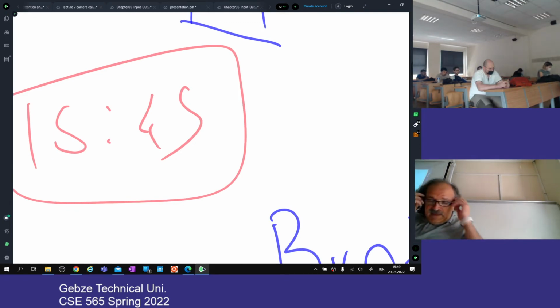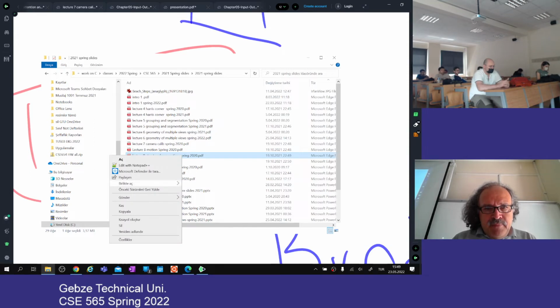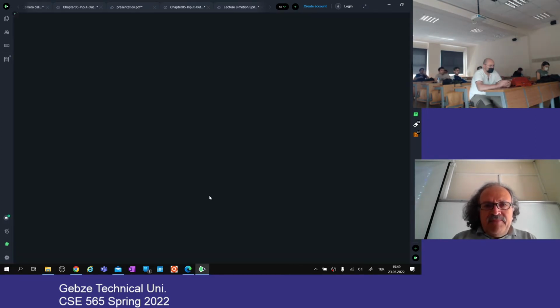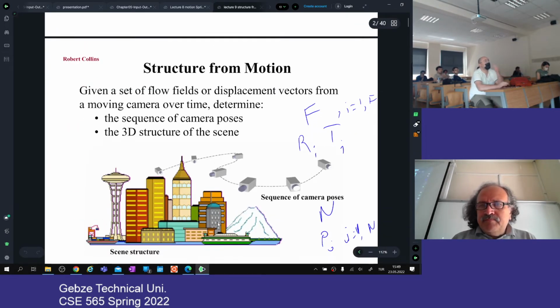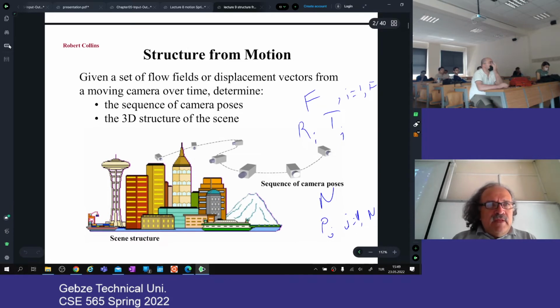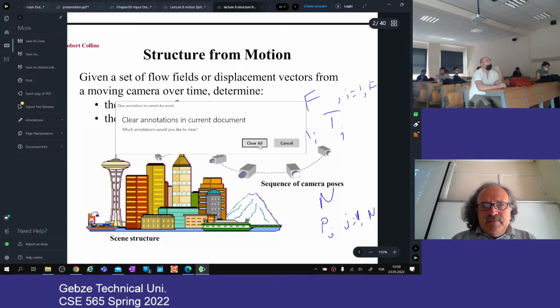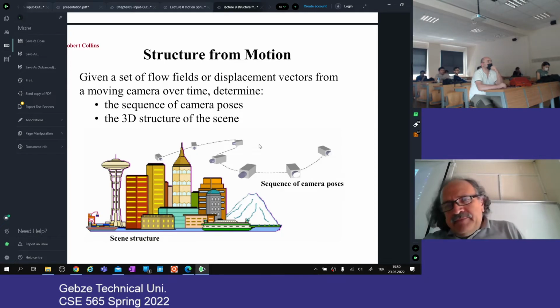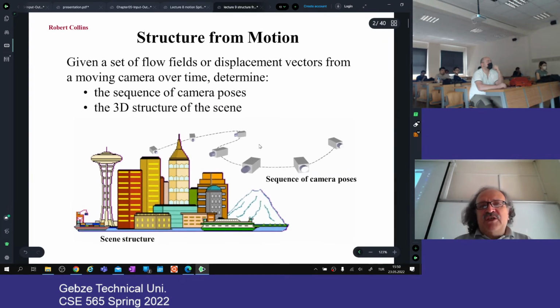Okay, so let's look at this structure from motion. There is a very well-known, common, classical algorithm. It doesn't solve the whole problem of structure from motion, but as I said before, it's going to give us very good initial results.